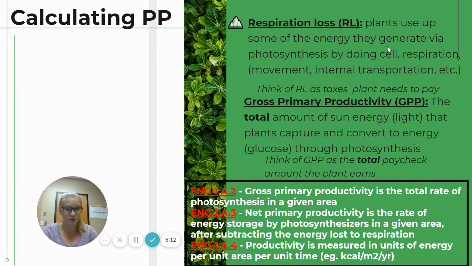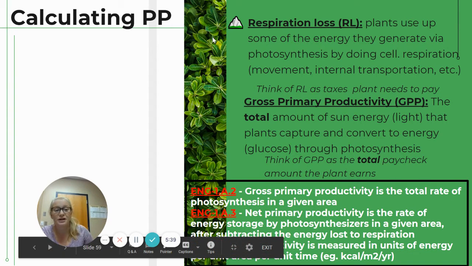If any of you have jobs, you know what your hourly rate is, or not many of us are salaried at this point, but you know what your total paycheck is going to be because you know how many hours you worked. And so the total amount of money that you made is your gross primary productivity. For the plant, this is the total amount of energy converted from the light. So that's the total amount that it made.